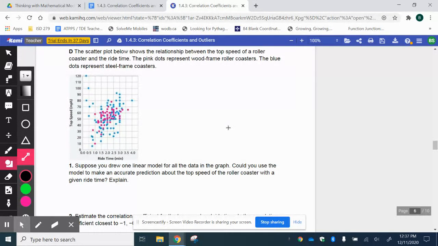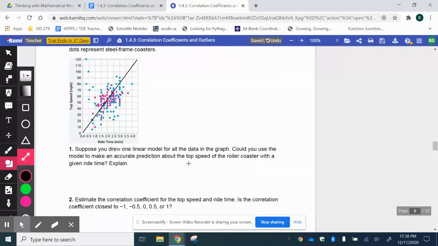Section D says the scatterplot below shows the relationship between the top speed of a roller coaster and the ride time. The pink dots represent wood frame roller coasters and the blue dots represent steel frame coasters, just like the previous two. Suppose you drew one linear model to all the data in the graph. Could you use this model to make an accurate prediction about the top speed of the roller coaster with the given ride time? Okay, again, I'm going to draw a linear model through here. Using that line, can you make an accurate prediction about the top speed with a given ride time?